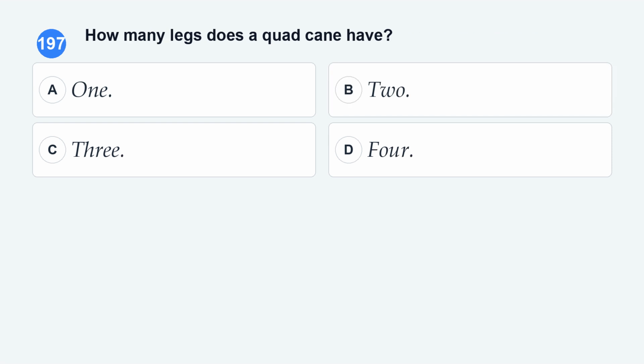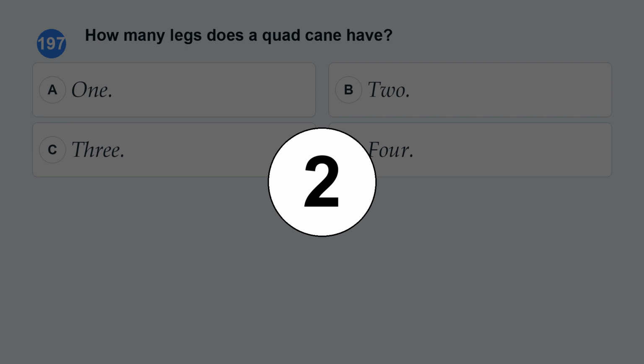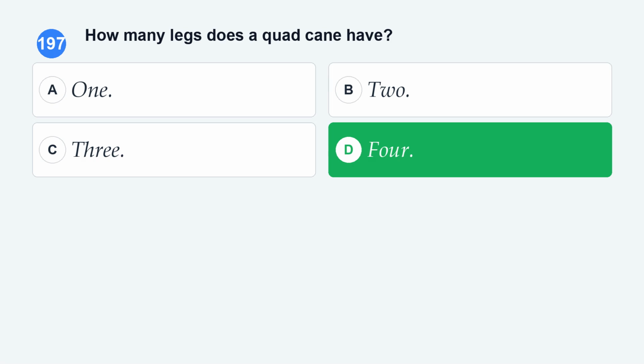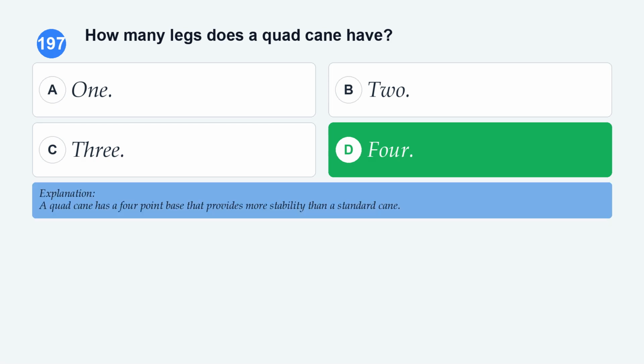Question 197. How many legs does a quad cane have? Option A, 1. Option B, 2. Option C, 3. Option D, 4. The correct answer is option D, 4. Explanation. A quad cane has a 4-point base that provides more stability than a standard cane.